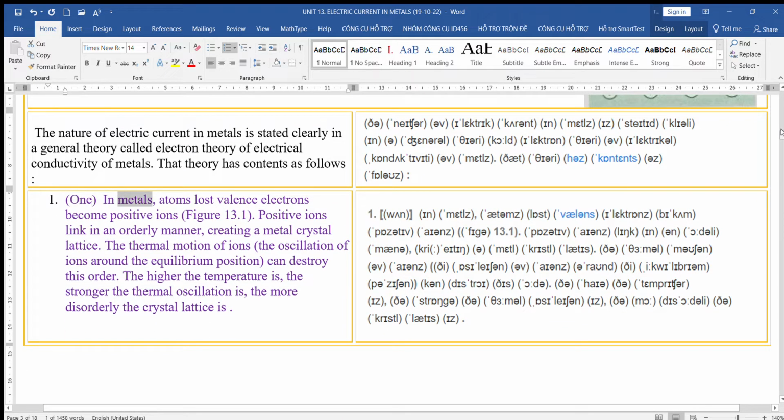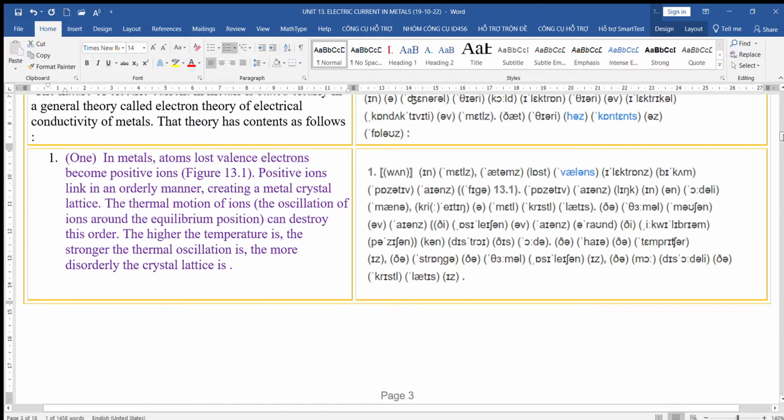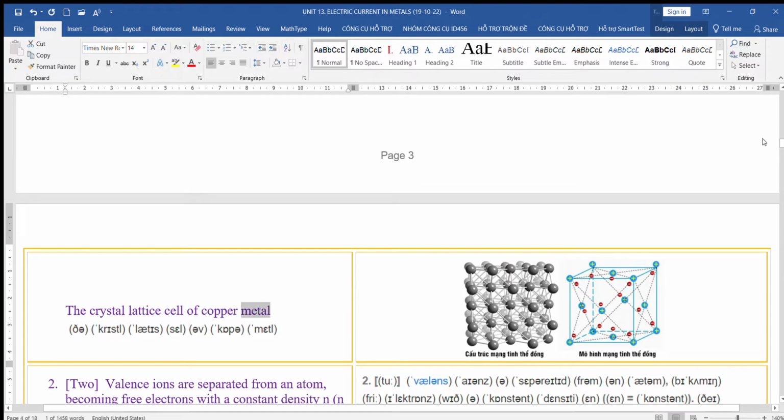1. In metals, atoms that lost valence electrons become positive ions, figure 13.1. Positive ions link in an orderly manner, creating a metal crystal lattice. The thermal motion of ions, the oscillation of ions around the equilibrium position, can destroy this order. The higher the temperature is, the stronger the thermal oscillation is, the more disorderly the crystal lattice is. The crystal lattice cell of copper metal.